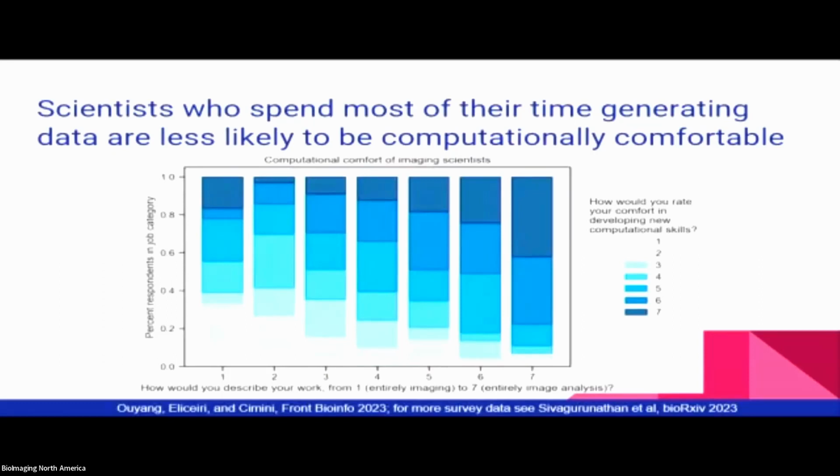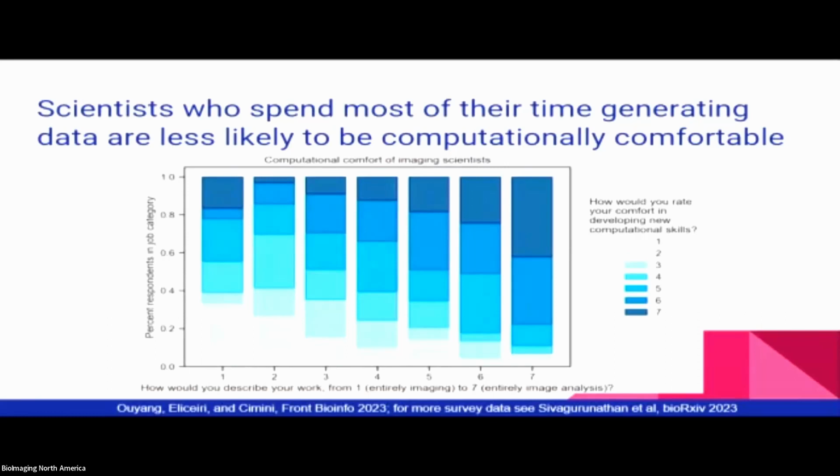The problem being, again, that if you are a scientist who spends most of your time in the lab generating data, when we ask people in a survey how comfortable they are generating, developing new computational skills, their amount of time doing imaging versus image analysis is left to right, and their computational comfort is up and down. And it's maybe not surprising that the more time you spend on a computer doing image analysis, the more comfortable you are with computing skills.